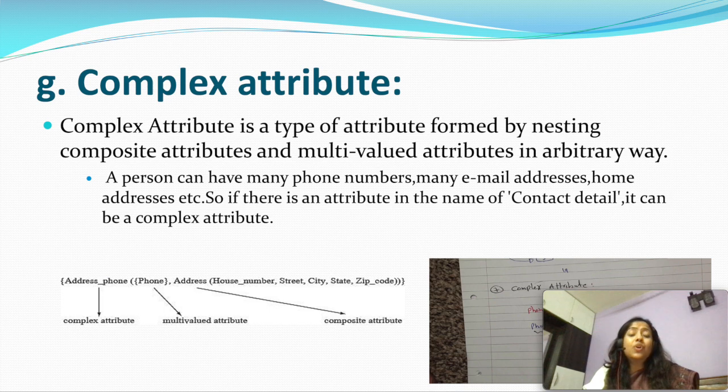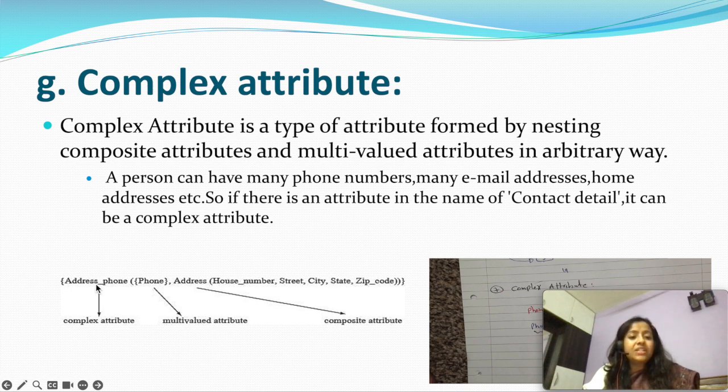Now we come to complex attribute. Complex attribute is a type of attribute formed by nesting the composite attributes and multi-valued attributes in any arbitrary way. For example, here you can see inside this curly brace, we have a huge big attribute, right? We have the address underscore phone. What is present inside that? We have the phone number and we have the address together.